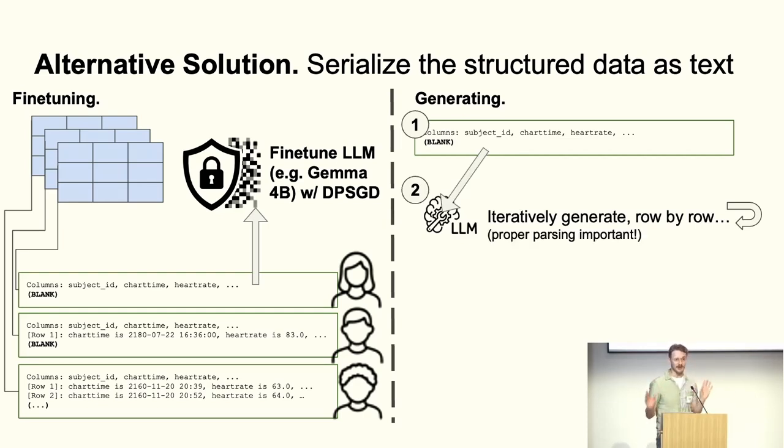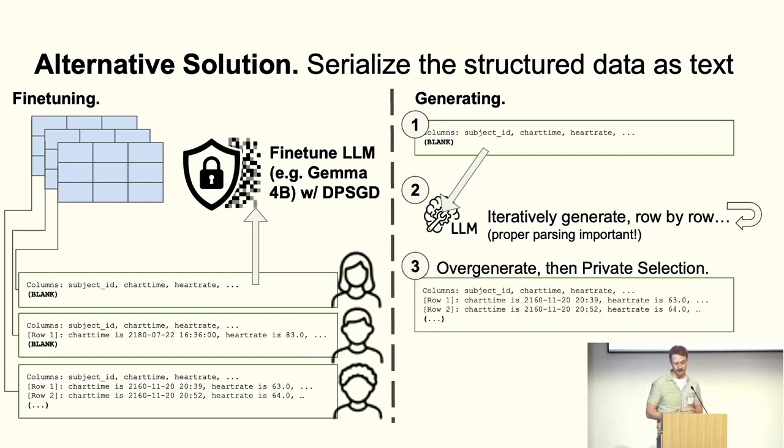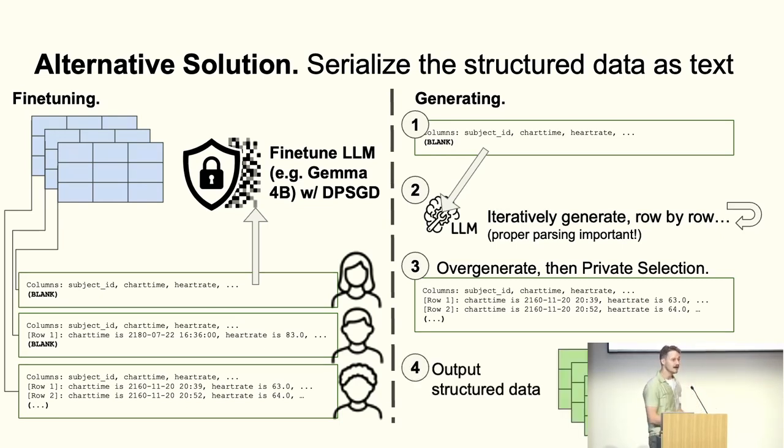Proper parsing here is very important. I think this whole approach is very natural, and it's maybe not so surprising that the structure looks like this, but there's lots of details here that do matter. The other thing that we can do, which is a big trick these days in private text generation, is to overgenerate from a model that has differentially private weights and then do private selection, so we can do that too. And then we can output some structured data.